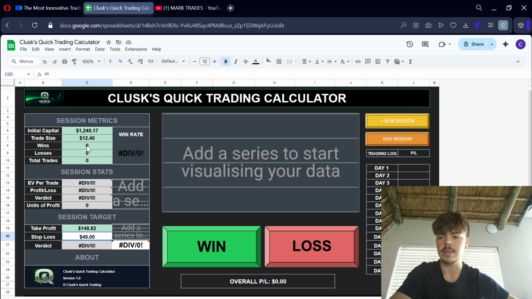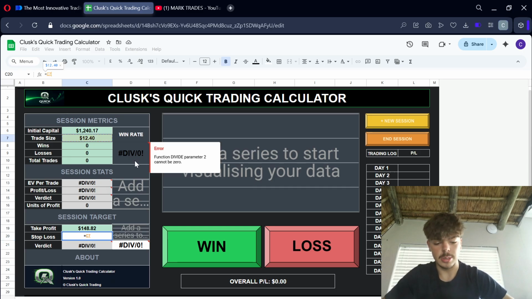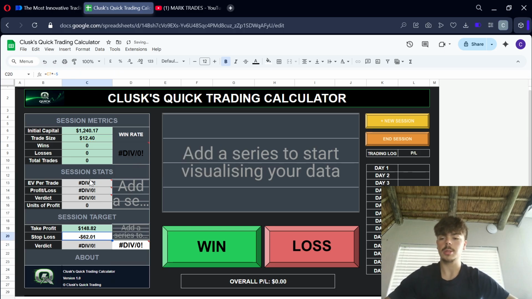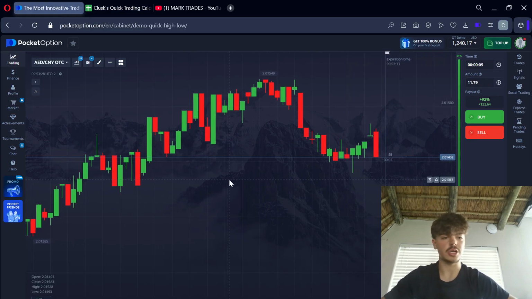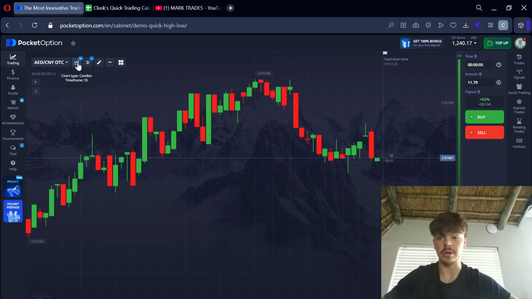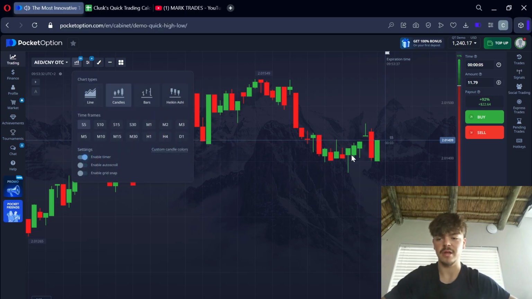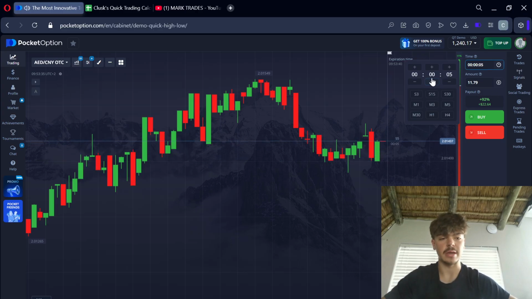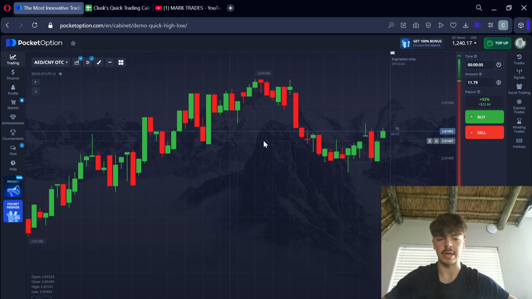But before we do that, I just need to fix this formula real quick. We are going to do that. Literally just multiply by -5. Okay, there we go. So now that we have our session here, we obviously know that we need to be doing 5-second trades. So remember the rule, it's 5-5: 5-second trades and 5-second candles.